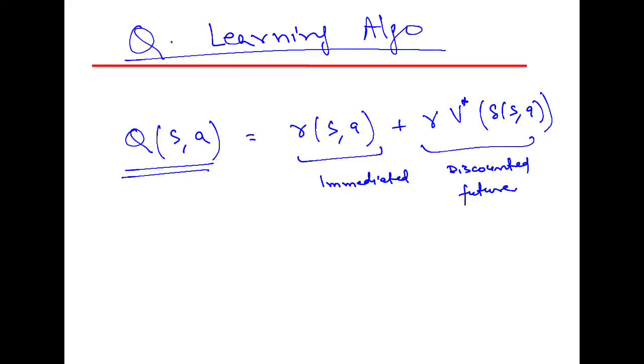Where V star is the optimal reward, this is the optimal reward, with the optimal policy.